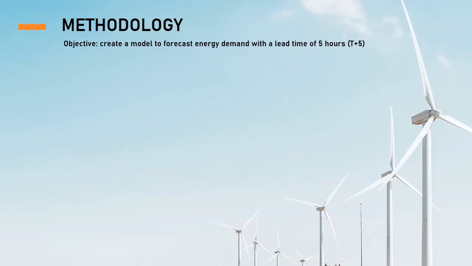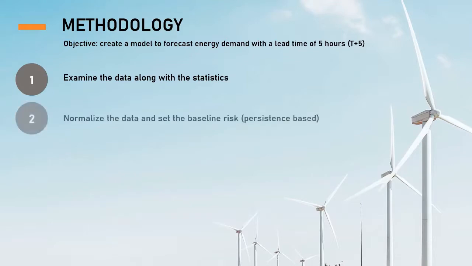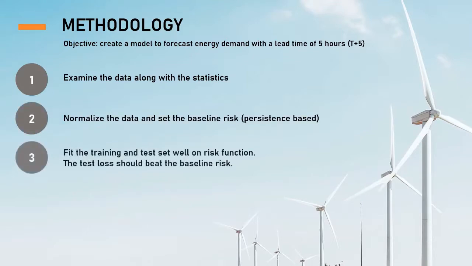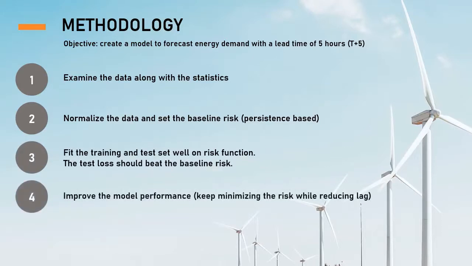To begin with, we have this methodology to follow. Firstly, we examine the data and its statistics. Secondly, we normalize the data and set our baseline risk. Thirdly, we fit the training and test set on the risk function. Next, we improve the performance, and finally, we check our best model for reproducibility.